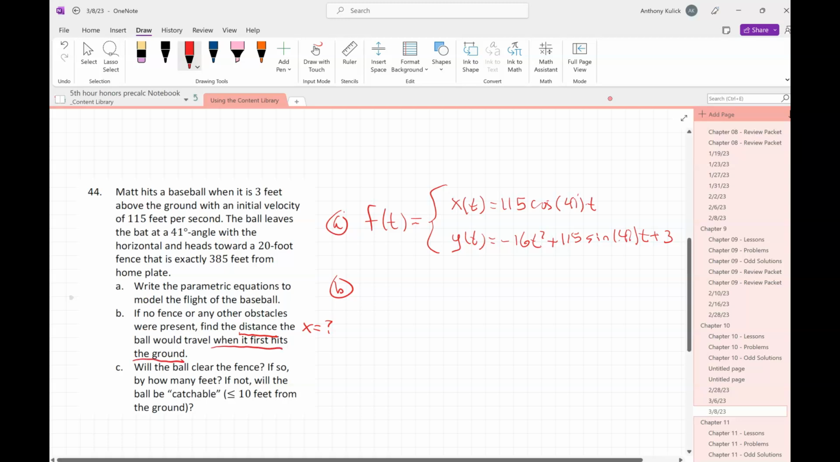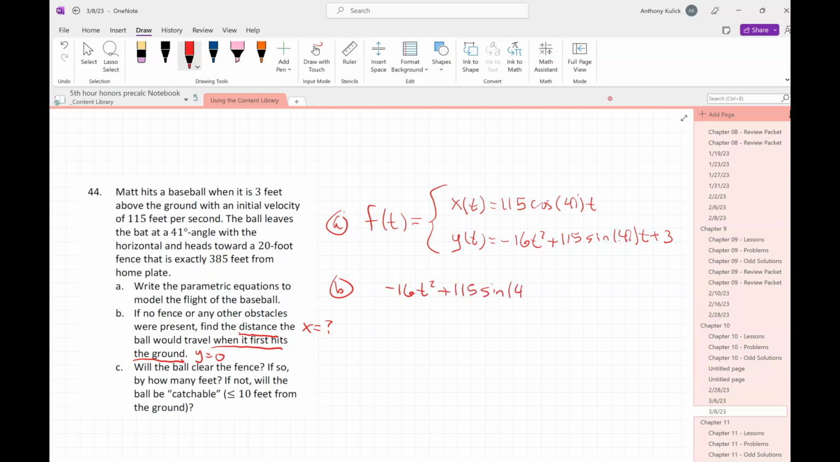When it first hits the ground is when y is 0. So I'm going to take my y equation and set it equal to 0. And I'm going to solve this for t. How do I solve an equation like that?